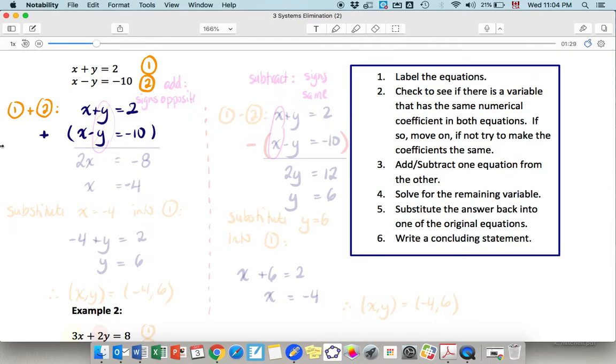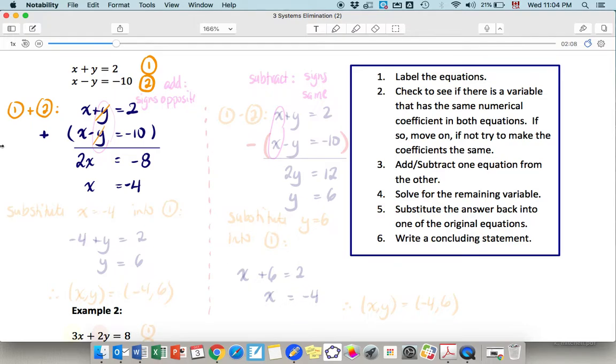So what this will look like, I'm going to add the left side together and I'm going to add the right sides together. So if I take it term by term, x plus x, that will leave me with 2x. y plus negative y, that's going to leave me with 0y. So the whole point of doing that was I was able to eliminate my y variables. And then last but not least, I have 2 plus negative 10, which equals negative 8. And I can solve this to give me that x is equal to negative 4. So by adding my two equations together, I was able to solve for my x value. Oops, sorry, that should be x equals negative 4.